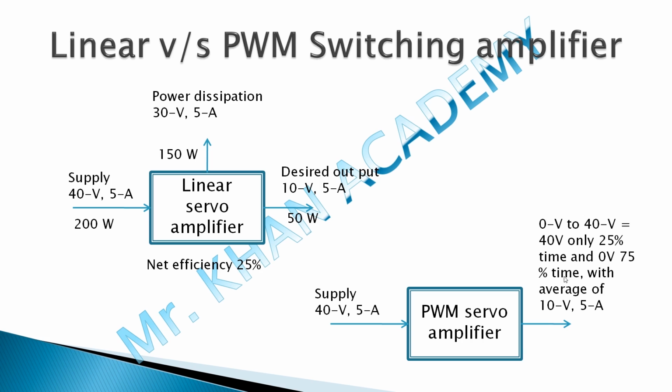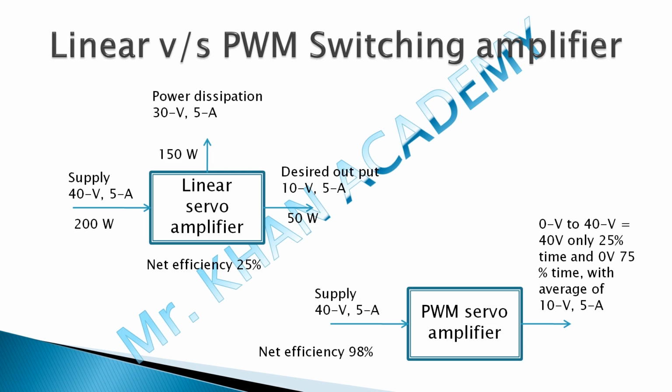Within the time period, for 25% of that period I switch on the 40 volts and for 75% I keep the circuit off. The average of these two, ultimately, is 25% of 40 volts, which is 10 volts, and 5 ampere as current. Means I am getting the desired output also with minimum losses. Because of that, the net efficiency of PWM is 98%. The frequency range we can achieve is up to 15 megahertz.